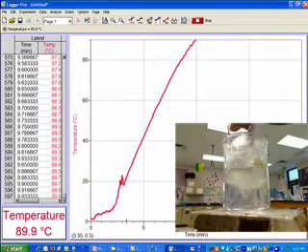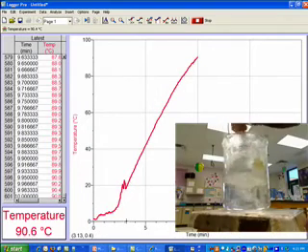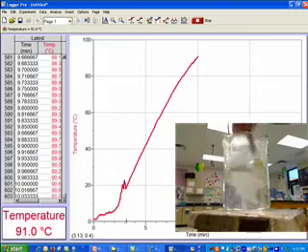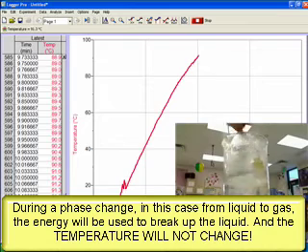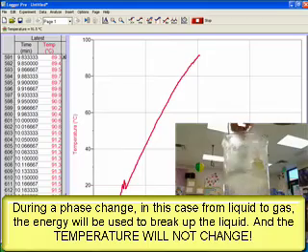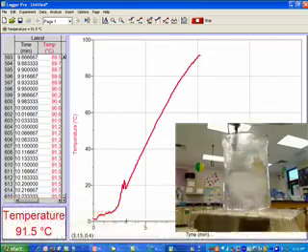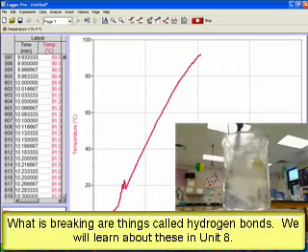Well, it'll go up until we actually start to boil and it starts to undergo a phase change. And during the phase change, no matter how much energy you put into it, it doesn't change the temperature of the liquid. Because the energy, folks, is being used to break the bonds, not the chemical bonds, the hydrogen bonds that hold the water molecules to the water molecules.